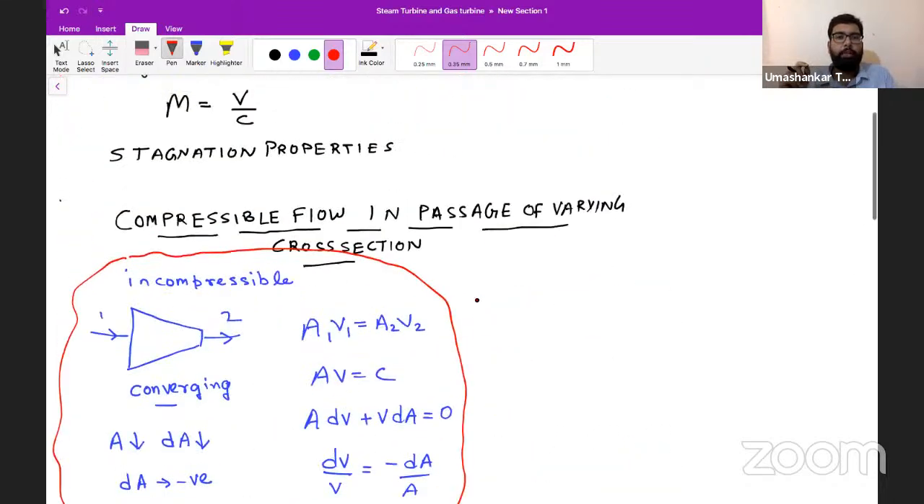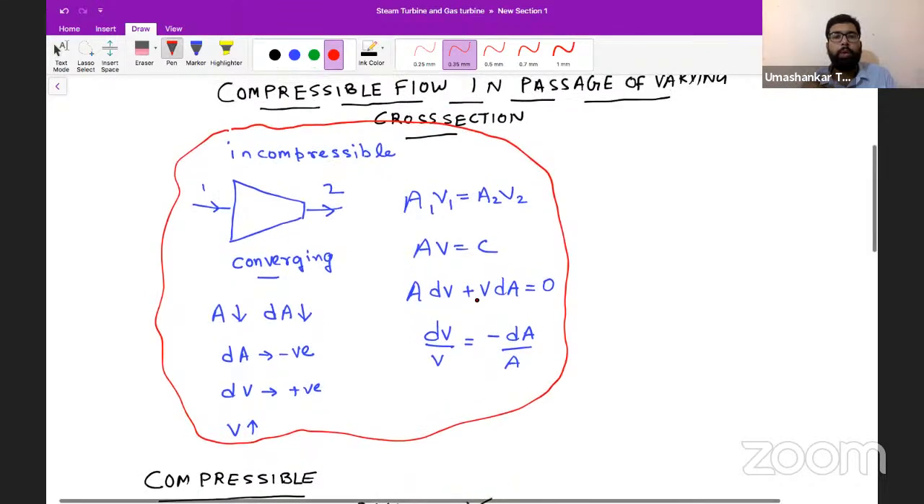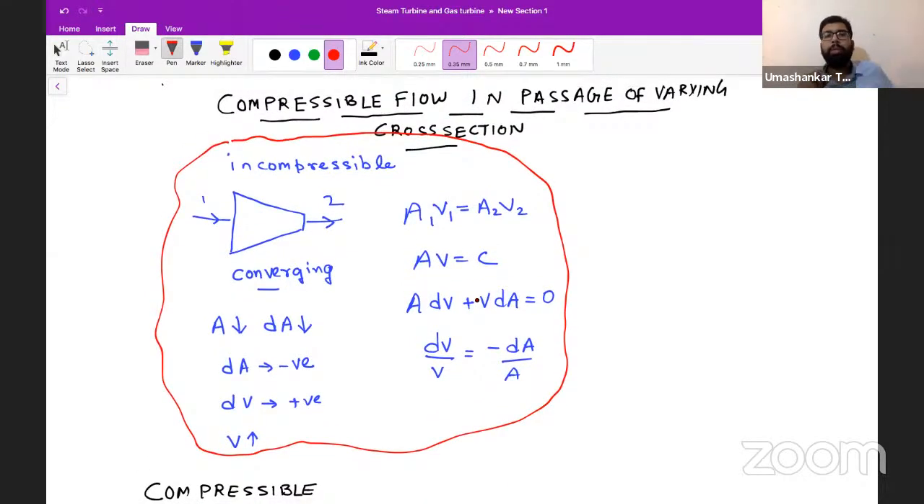Now observe. In the case of compressible flow, this is the difference over incompressible flow. In incompressible flow, we can comment on the changes in velocity with respect to area without using the Mach number, because in that relation Mach number is not required. So in incompressible flow, you need not worry about the Mach number. If area is decreasing, velocity will certainly increase, and pressure will certainly decrease.